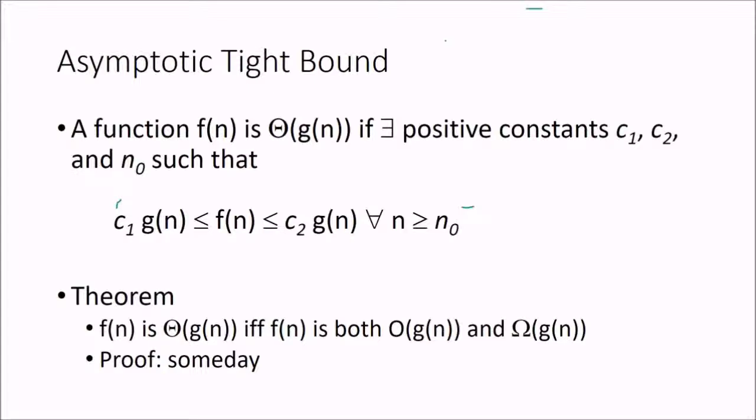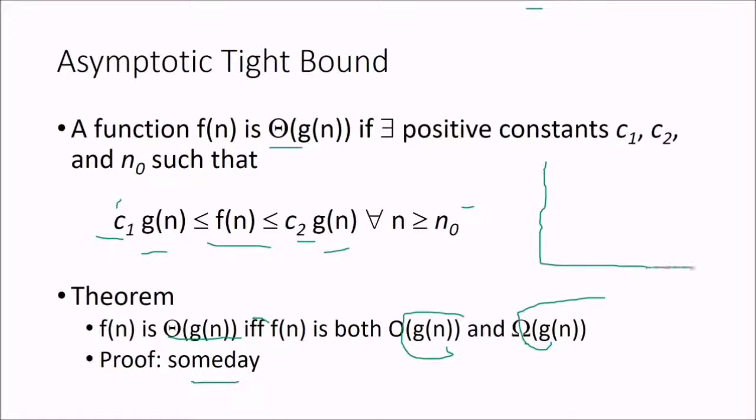A function f(n) is theta of g(n) if it lies between c1 g(n) and c2 g(n), for some constants c1 and c2, right? So in the theorem, f(n) is theta of g(n) if and only if f(n) is both order of g(n) and omega of g(n). The proof may come later, but let me show you now what I am trying to say.